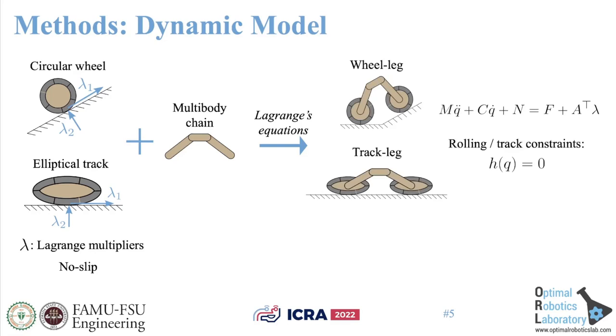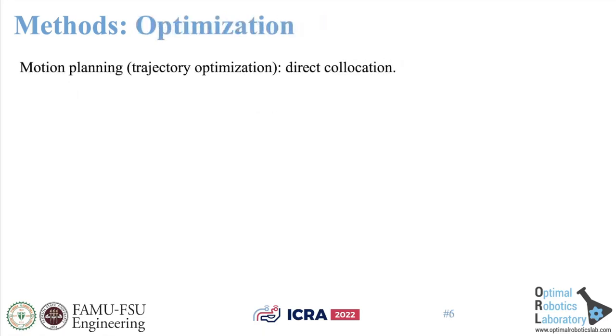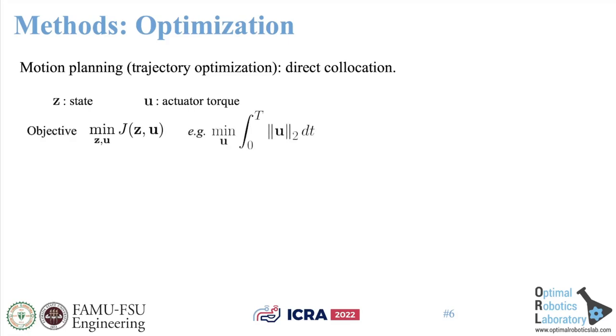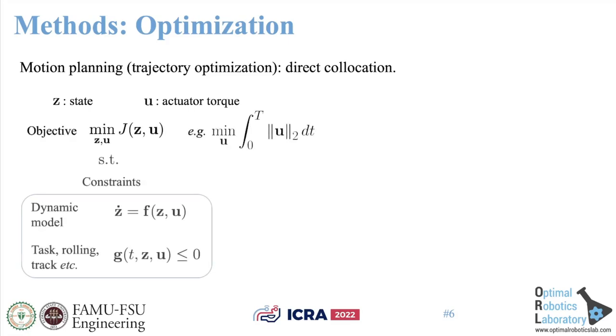We combined these with multi-body chains and applied Lagrange's equations to obtain closed-form dynamic models of wheel leg and track leg UGVs. For motion planning, we used direct collocation implemented in MATLAB. Z represents the state and U represents the actuator torque. We defined an objective, for instance, the integral of the actuator torque, subject to dynamic and algebraic constraints. The objective and constraints are closed-form expressions with smooth derivatives, which speeds up the computation.